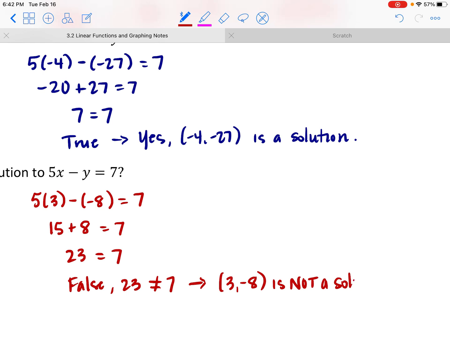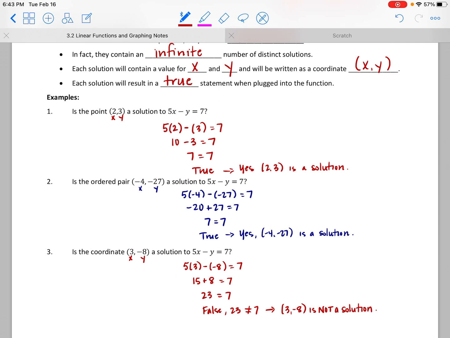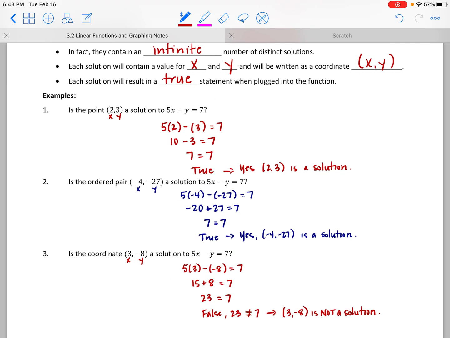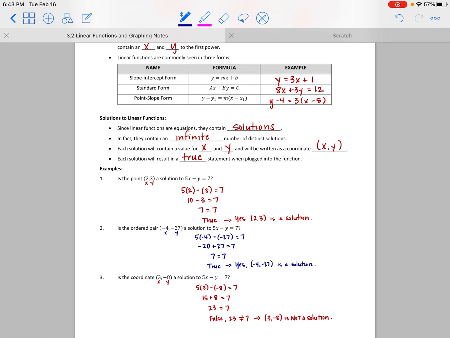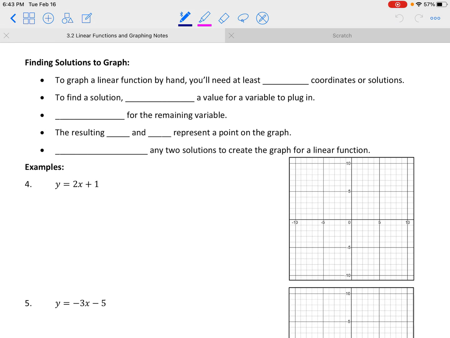So again, our function is going to have an infinite number of solutions, but they are distinct, meaning you can't just plug in any point and it's going to work. So there are an infinite number of points that will work, but not just any random connection of points. Okay? So we can identify solutions if they're given to us. The ultimate goal, though, is to be able to find solutions so that we can actually produce the graph for a linear function. So how do we actually find a solution? If it isn't given to us, how do we figure out where the solutions are?